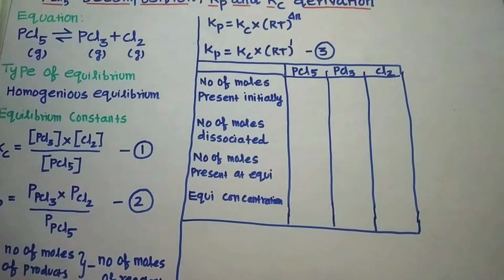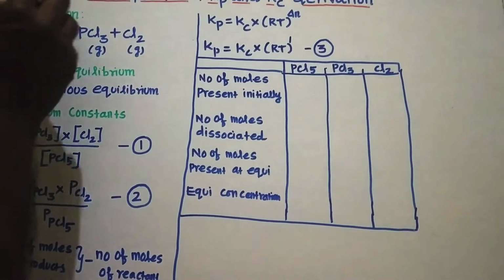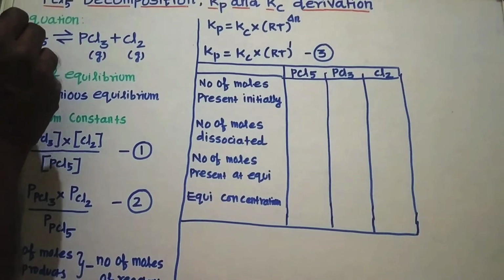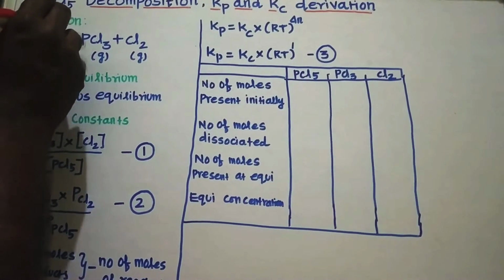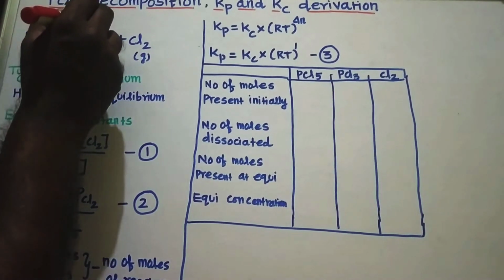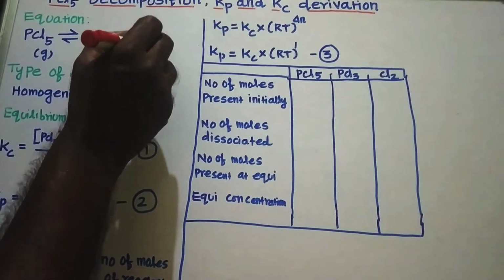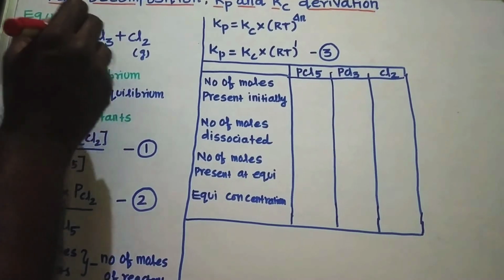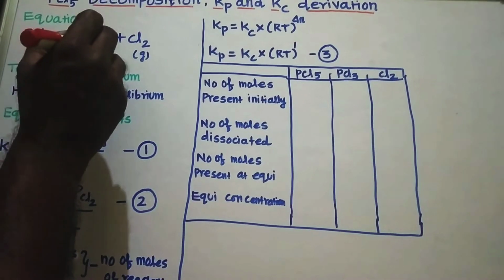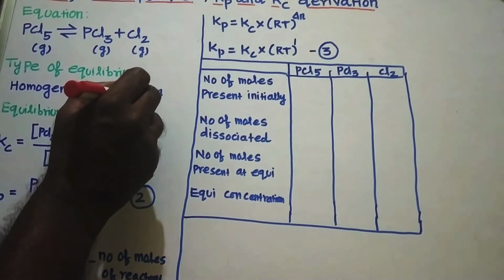First of all, we are going to see the equation of this reaction. Equation: PCl5 in the gaseous state on decomposition forms 1 mole of phosphorus trichloride in the gaseous state and 1 mole of chlorine in the gaseous state. Here all are in the gaseous state. Therefore, the type of equilibrium is a homogeneous equilibrium.